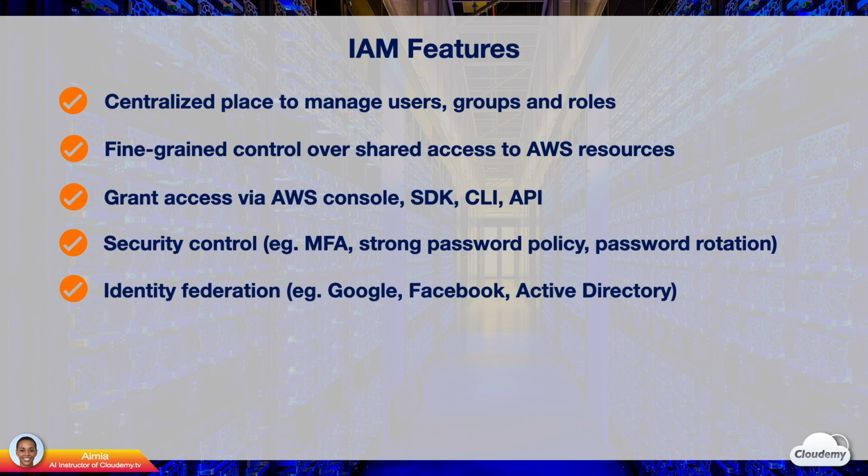IAM can provide identity federation to allow users to log in with Google account, Facebook, or Active Directory. You can grant temporary access with security token to users or mobile apps with IAM. For example, with the security token, users or apps can temporarily access files stored in S3, without username and password.